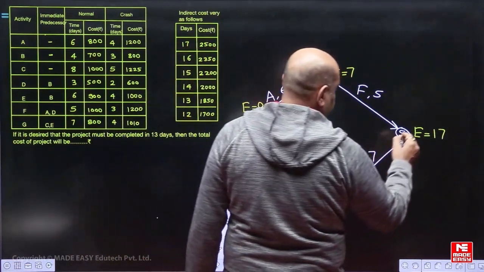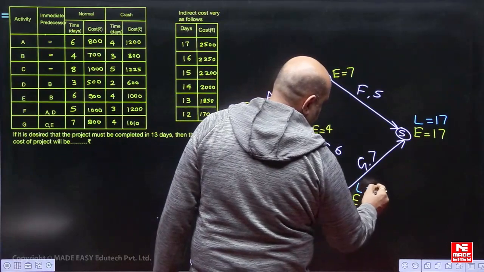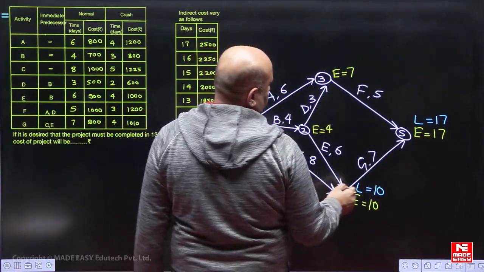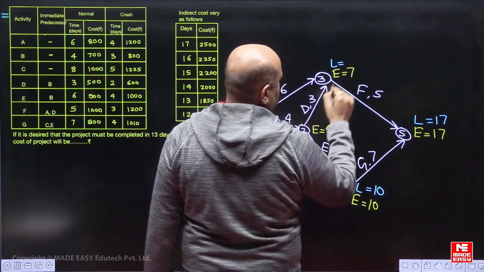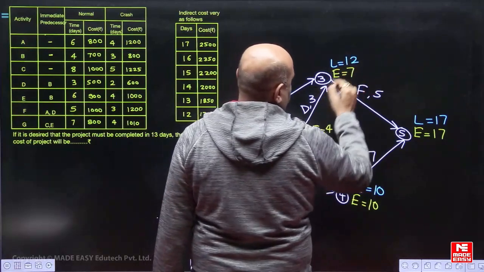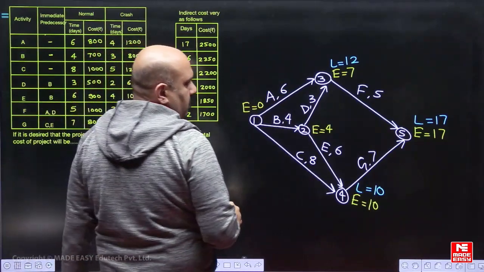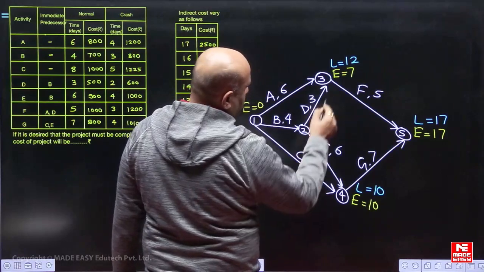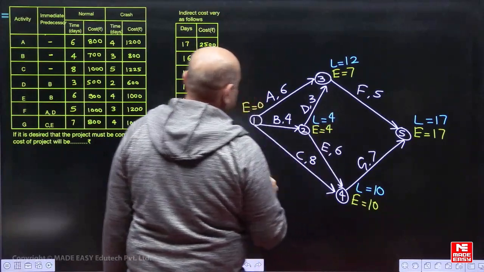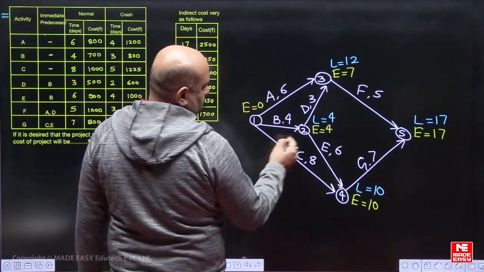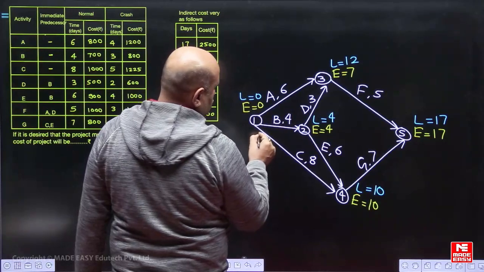Then backward, 17 minus 7, 10. 17 minus 5. Then for two options, 10 minus 6, 4, and for three options, 4 minus 4, 0, 10 minus 8, 2, the minimum is 0. See, that will be our critical path.